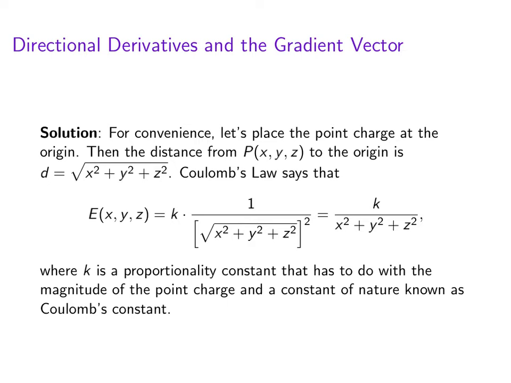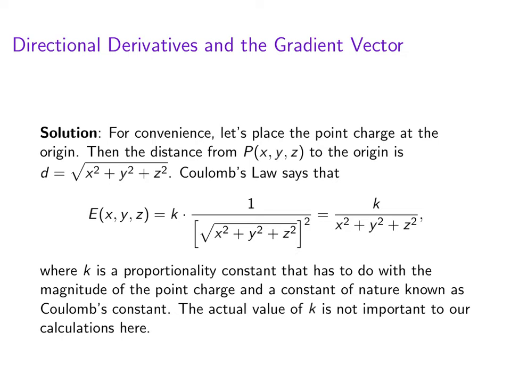Now, k is a proportionality constant. It has to do with the magnitude of the point charge. That is, are you just putting an electron at the origin? Are you putting 1,000 electrons? And it also has to do with a constant of nature, which is known as Coulomb's constant. We're not going to worry about the value of k. This is going to work no matter what sort of charge we put at the origin. What we're really focused on here is the mathematics of what's going on.